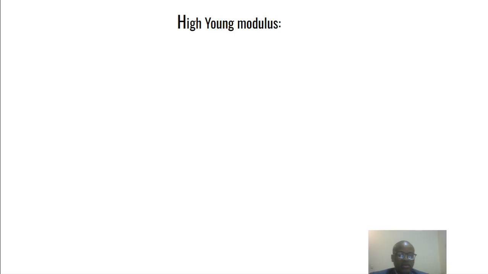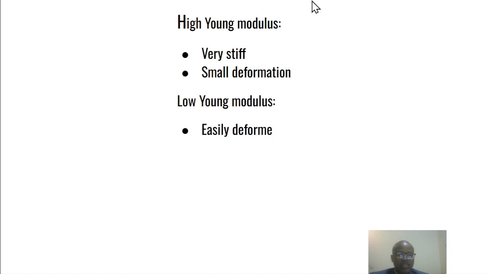And that means that material also has a small deformation. So when materials are stiff, their deformation is usually small. And that means if a material is stiff, that material has a high Young modulus. When a material has a low Young modulus, that material can easily deform.